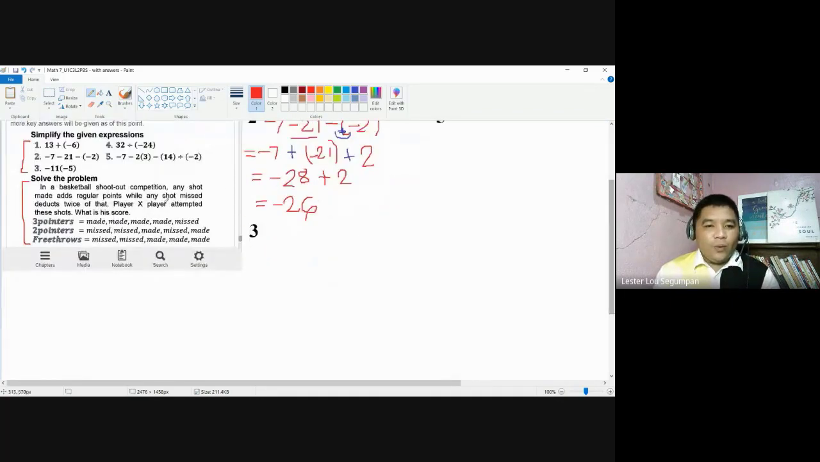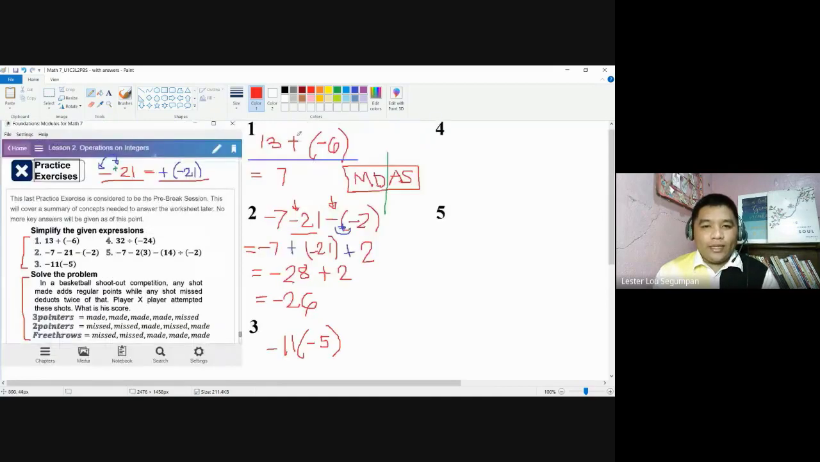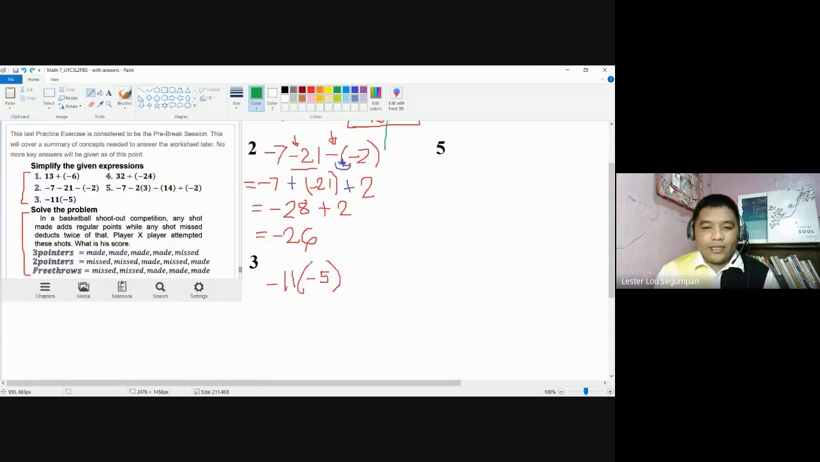For number 3, we have the expression -11 times -5. Why did I say times? Unlike in number 1, wherein there is a specific operation between two integers, and even in number 2, there is a specific operation between integers, here we notice that we have used parentheses and written the two terms, -11 and -5, side by side. This would mean that the operation now is multiplication.